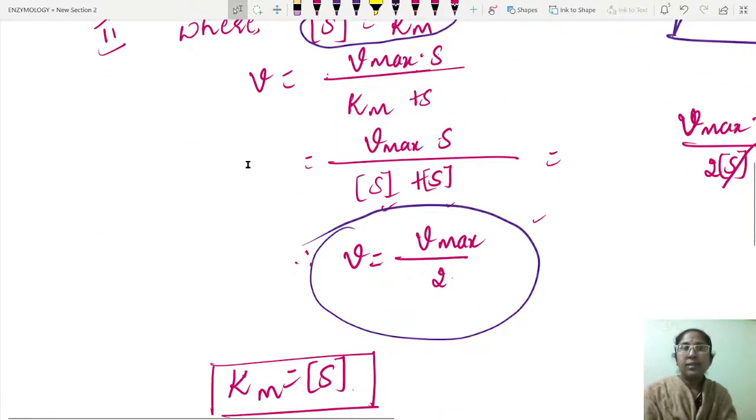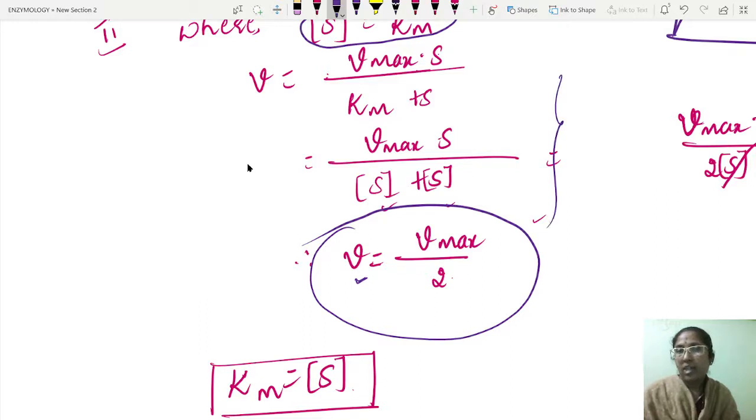Now let us consider the second condition. In the second condition, you just assume that the substrate concentration is equal to Km value. Then if we substitute that in this Michaelis-Menten equation, we are going to have V equal to Vmax by 2. It means whenever the substrate concentration is equal to Km value, the initial velocity of an enzyme catalyzed reaction will be equal to half of the maximum value, and in this condition we can easily define the Km value.